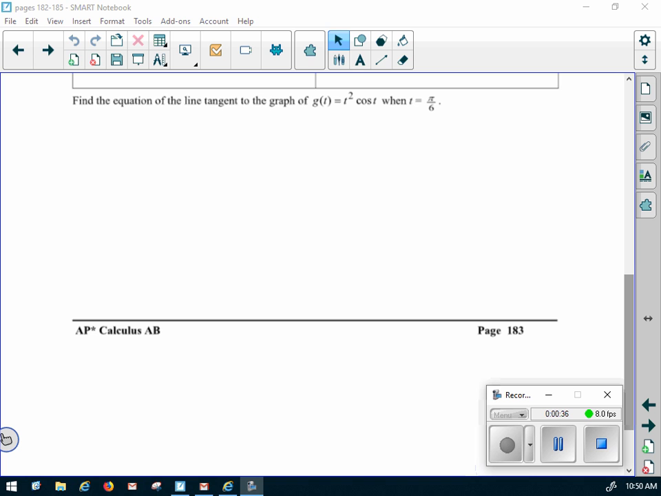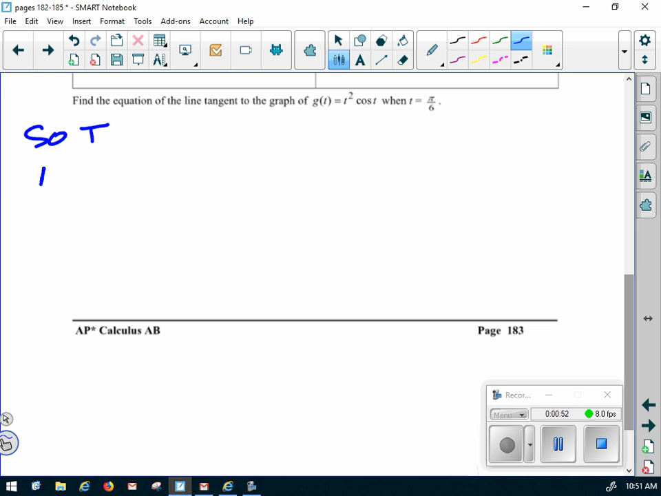Okay. Find the equation of the line tangent to the graph of g of t. Now, you want to write the equation of a tangent line. What do you need to know? Sot and pot. Slope of the tangent line, point of tangency. What's the x value of the point of tangency? Pi over 6.